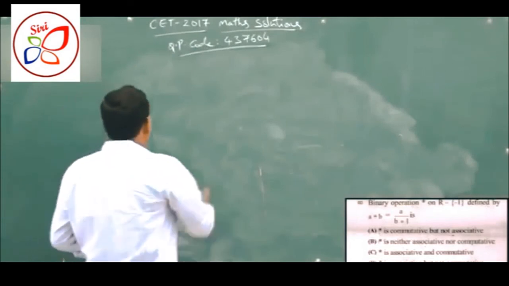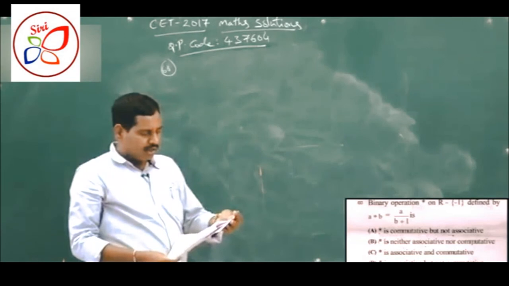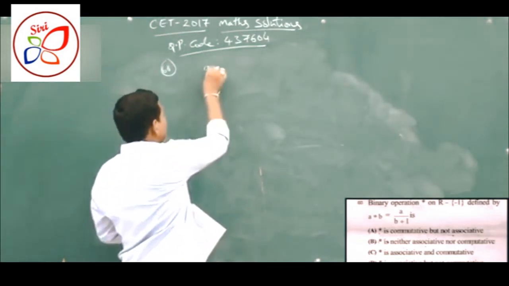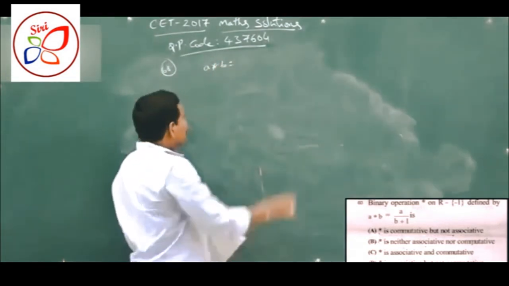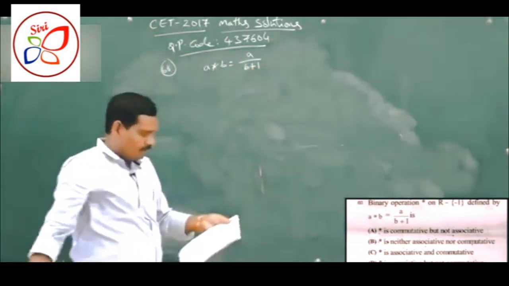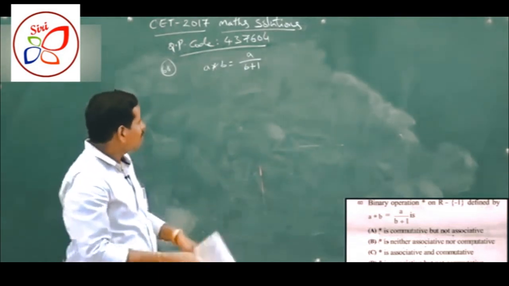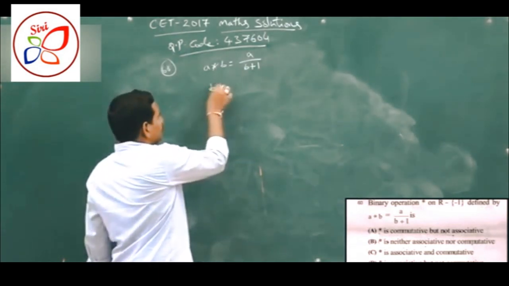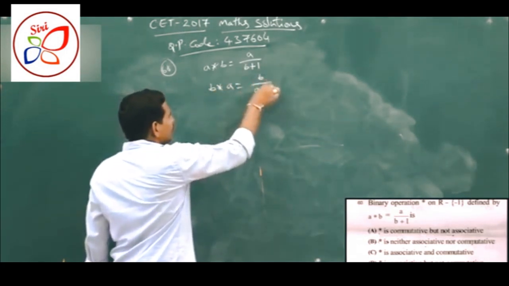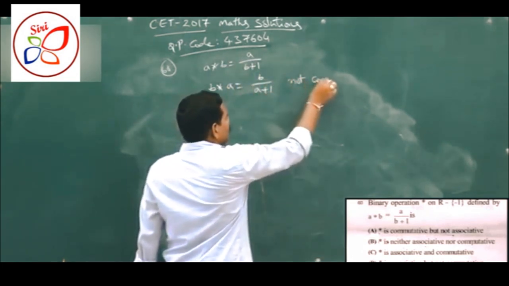Now, the last question, 60th. The binary operation star on the set of real numbers except minus 1 is defined by a star b is equal to a by b plus 1. First element divided by second element plus 1. Is it commutative or associative or both or neither? So, if it is a star b, then b star a is equal to b divided by a plus 1, just both are not equal. So, clearly it is not commutative.